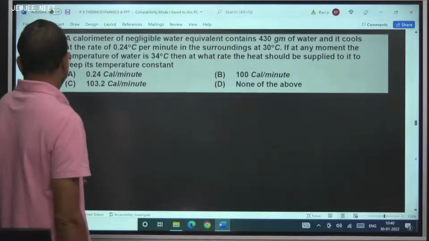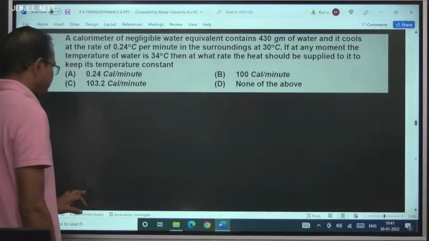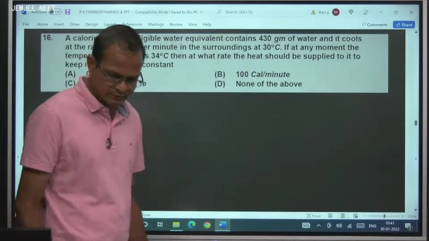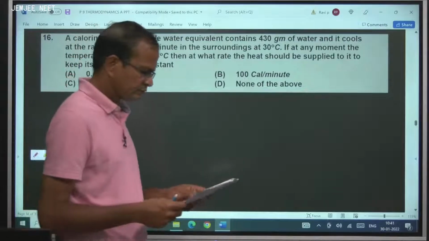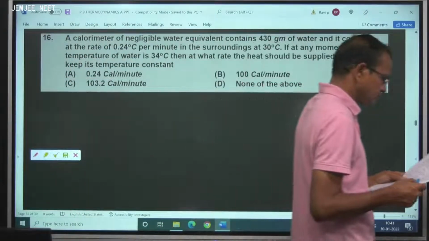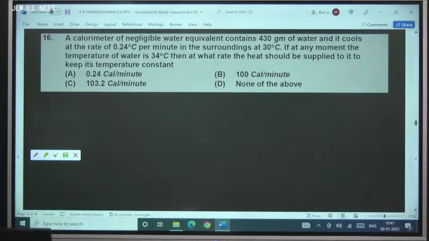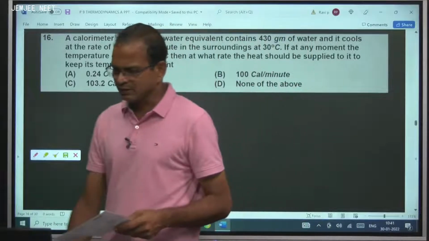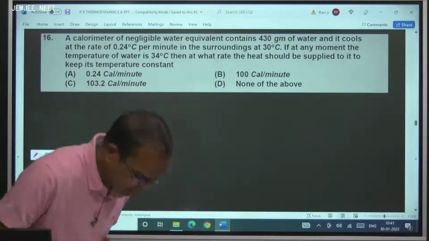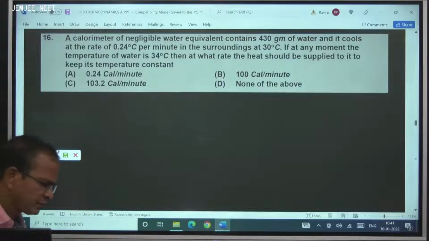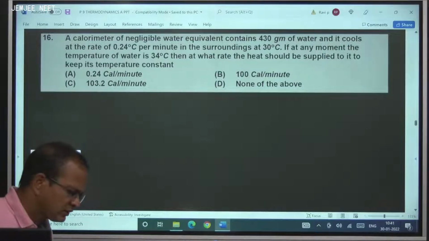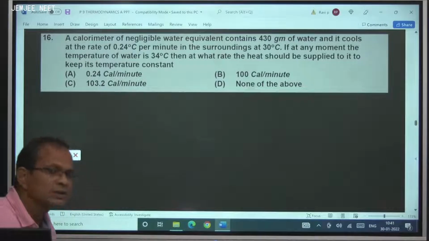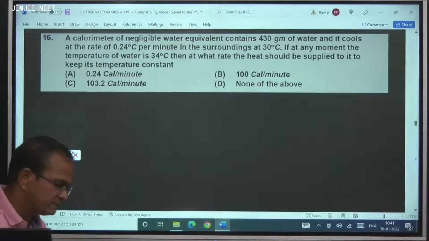Question number 16. நீங்களே பண்ணலாமே. வெரி சிம்பிள் கொஷின். I hope you can complete it. ஏதோ பெருசாக இருக்க கொஷின், பட் பெருசாக இருக்குன்னா ஒன்றும் இல்லை, ஈஸியாக செய்கிற மாதிரி தான் இருக்கும்னு நான் நினைக்கிறேன். சரி, ரைட். A calorimeter of negligible water equivalent contains 430 grams of water. ஸோ நீங்கள் கலோரிமீட்டர் நெக்லெக்ட் பண்ணிடலாம் அந்த கேஸில்.